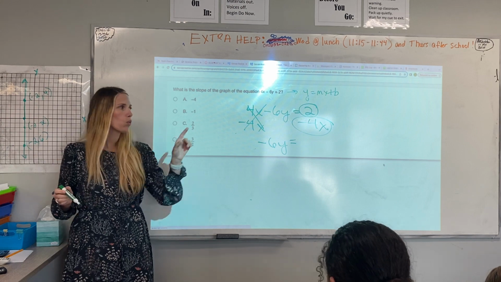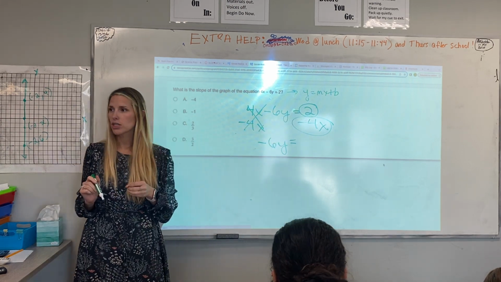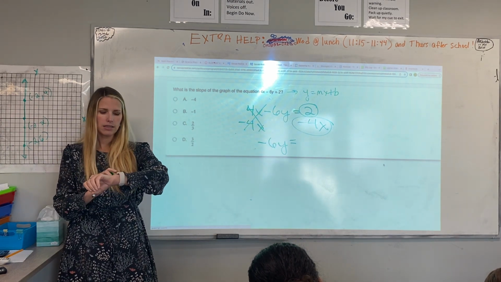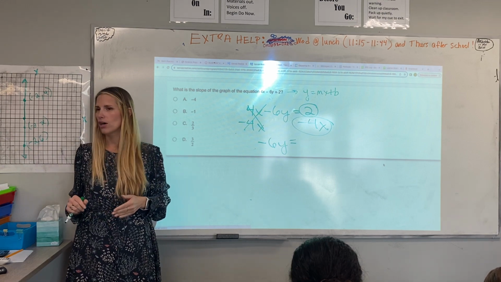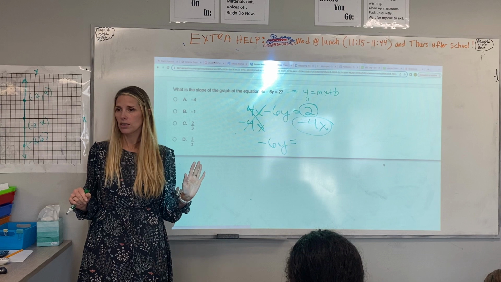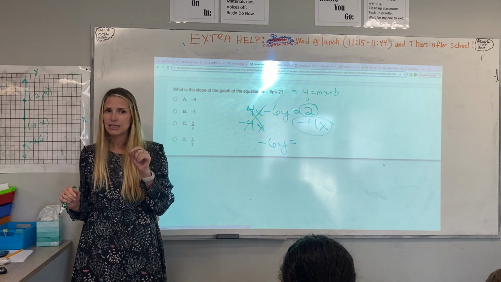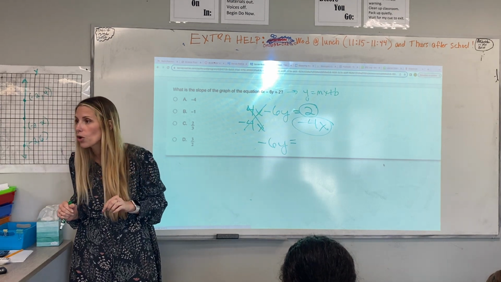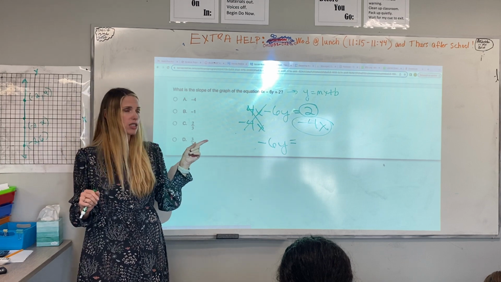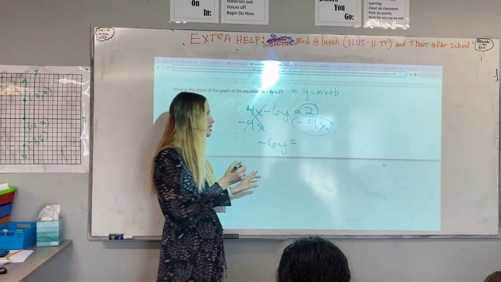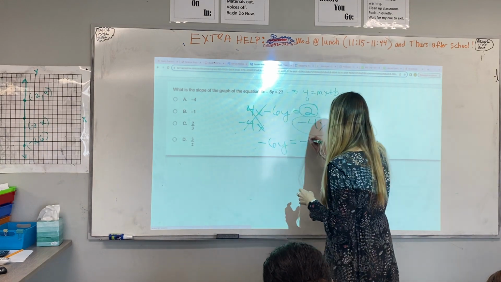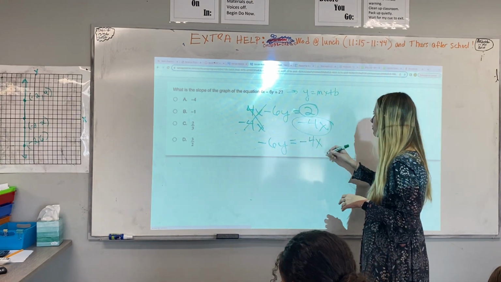Does it matter which one of these terms I write first? No. Actually it does. The answer is yes and no. I could write them in either order and it would be correct, but I do want to get it into slope intercept form, so which one should I do first? The x term, because that's what will end up being my slope, negative 4x plus 2.